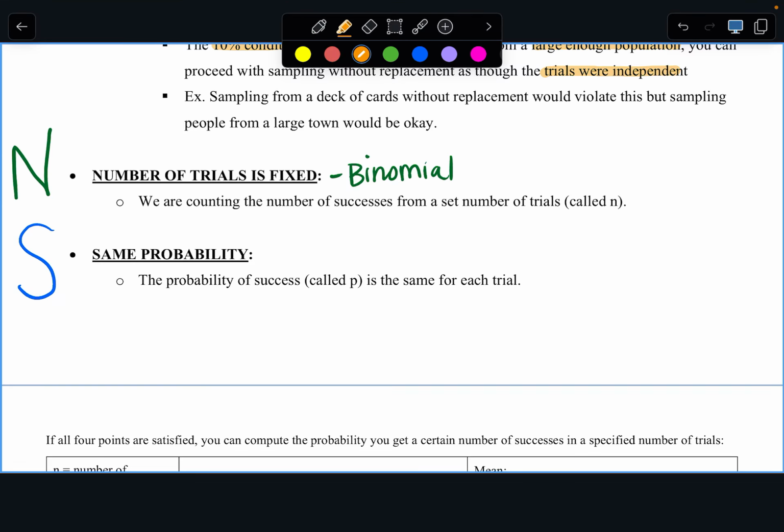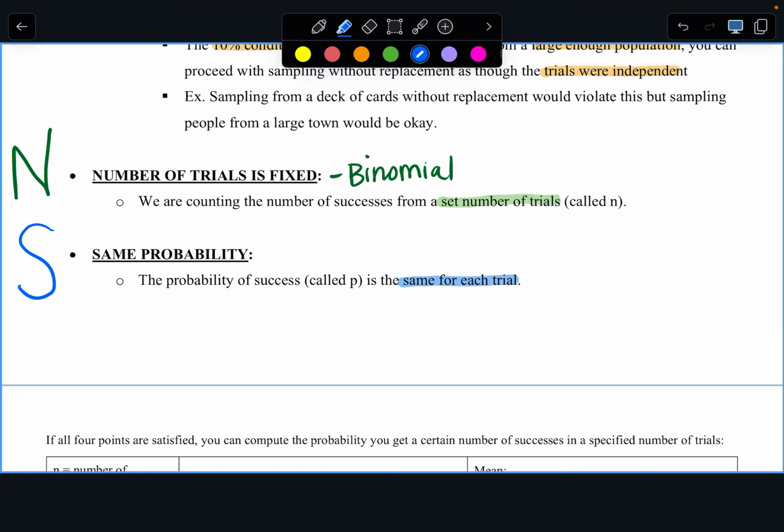You need to have a fixed number of trials, and you want a specific number of successes. Now, same probability kind of goes hand in hand with the independence condition. Basically, you don't want that probability to alter based on something that has already occurred. So these are the 4 things we're going to check for.